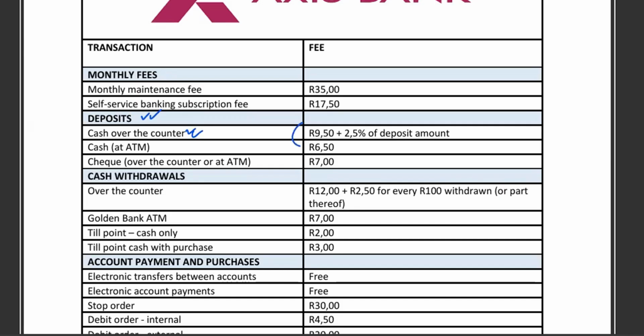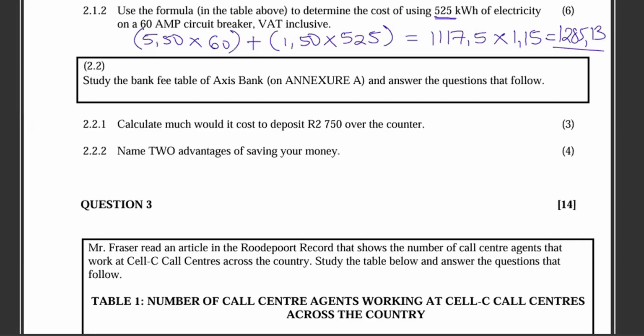That means we're going to use this formula here. So what you do first, write it down. You say 9 rand 50 cents plus 25% of the deposit that we are going to do.